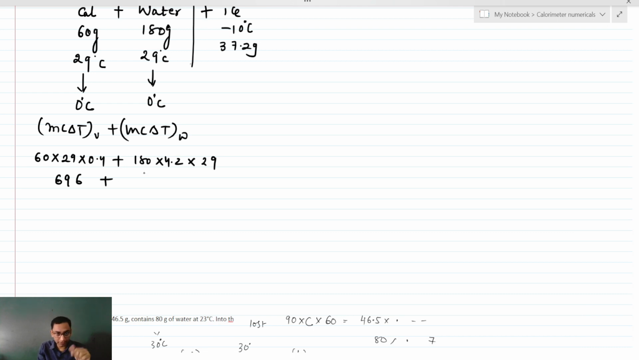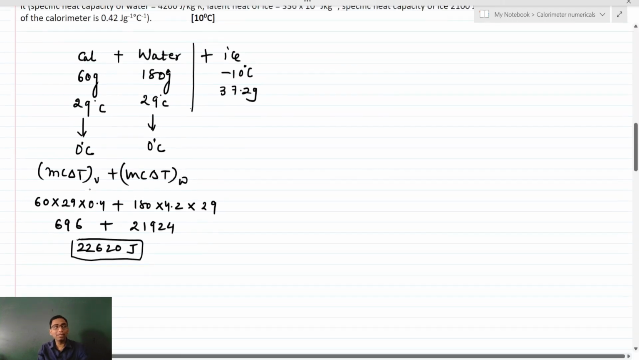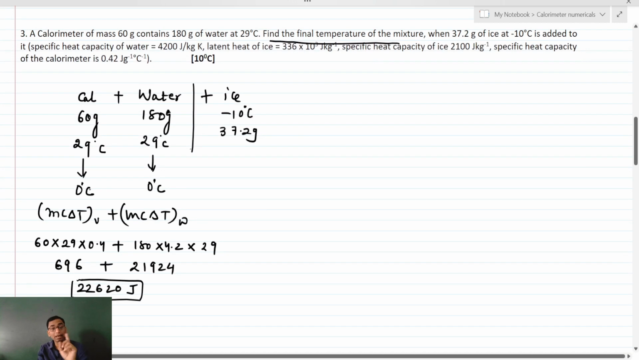And I have already calculated this one, and this is somewhere around 21924. Correct? So if you add these two, you will get your answer as 22620 joules, which means this is the maximum heat that can be lost by both of them. Now let us see what will happen over here.